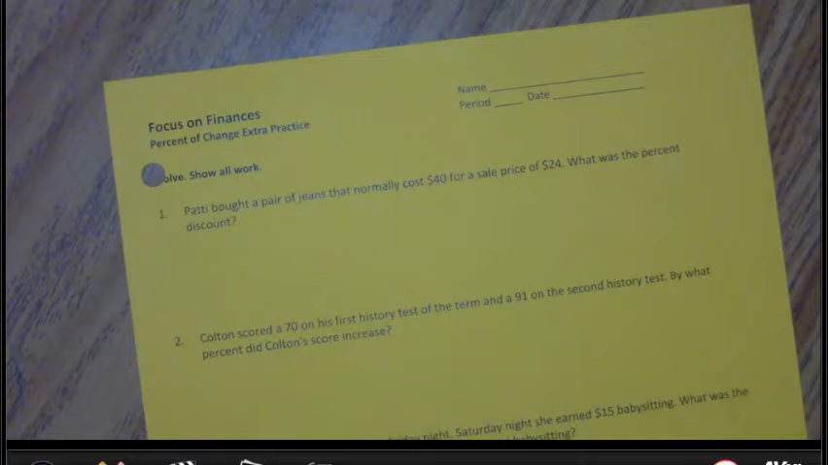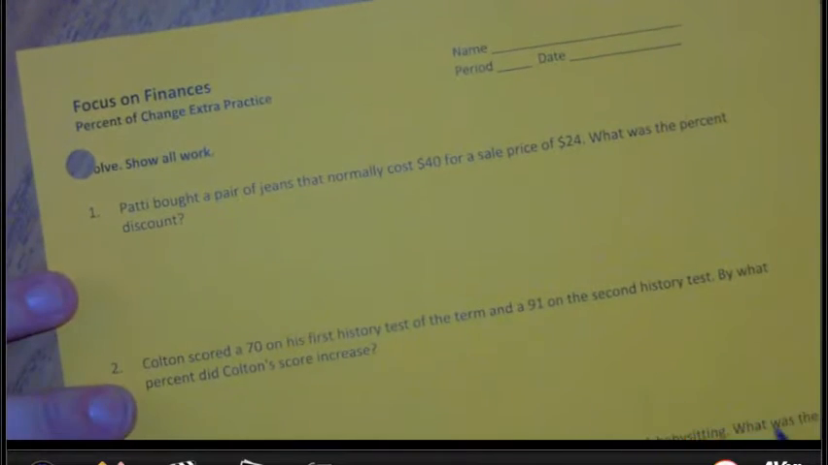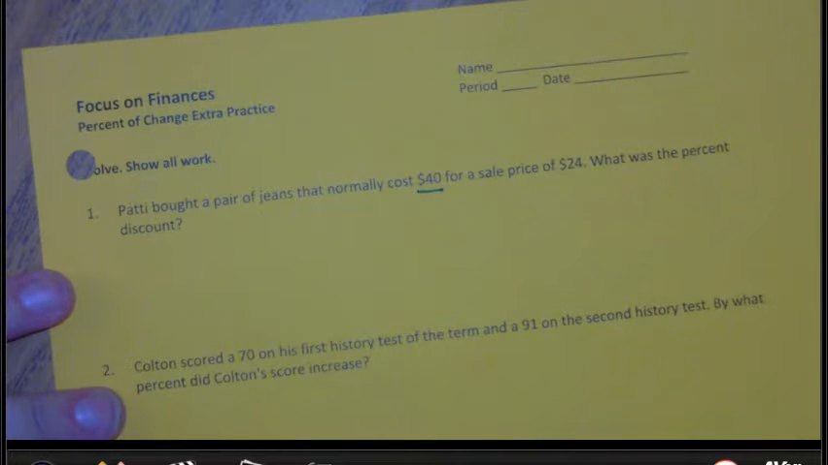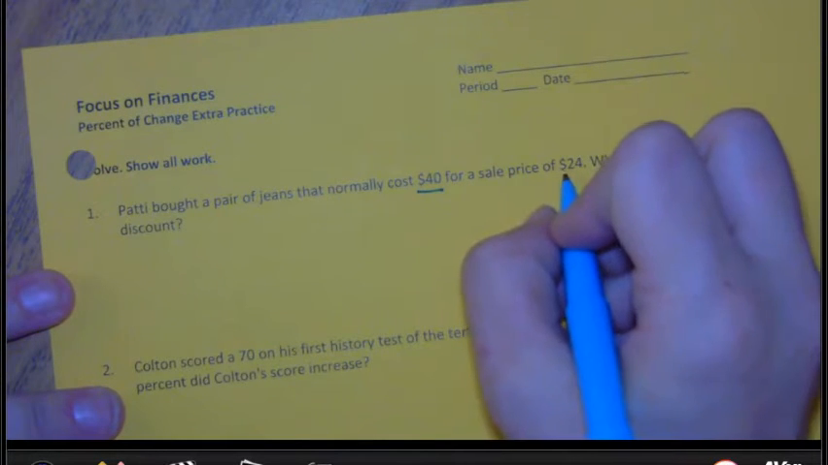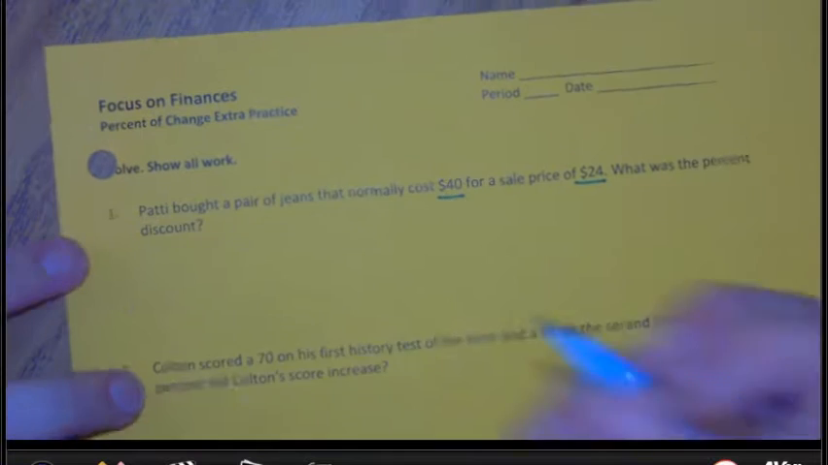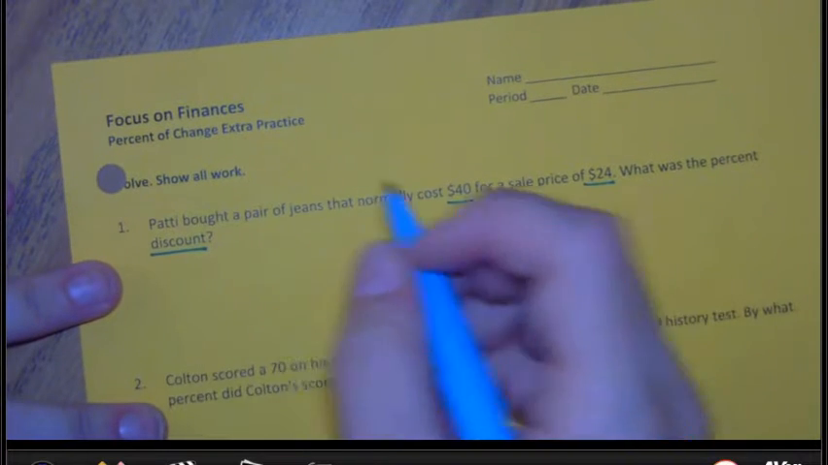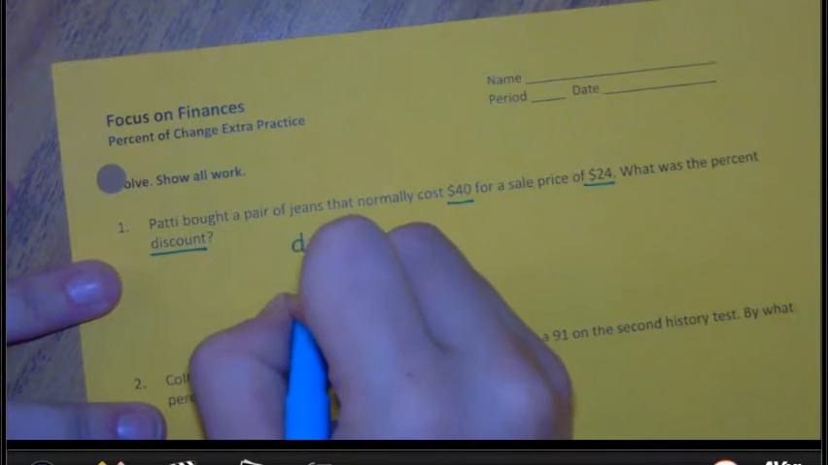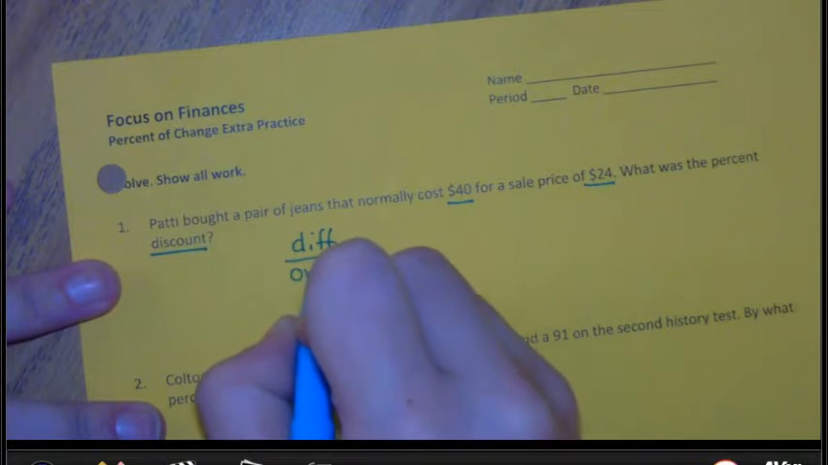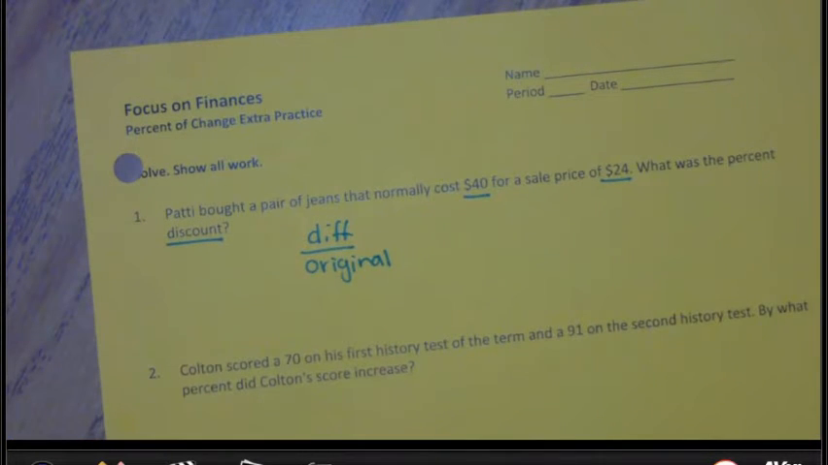Okay. All right. Number one, Patty bought a pair of jeans that cost $40 for a sale price of $24. Okay, so that was the original. What is the percent discount? So I want to know what part did I go down? To find the percent difference, it is going to be the difference over the original. And then you just tell me, did I go up or down?